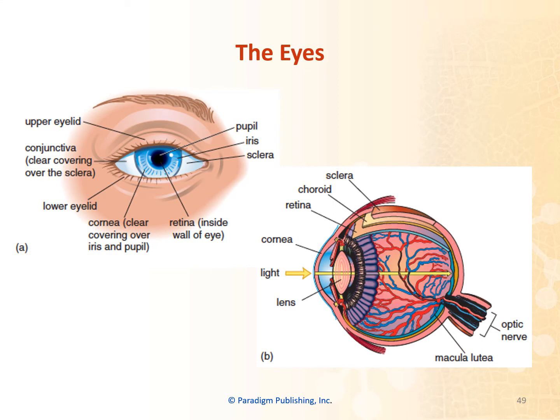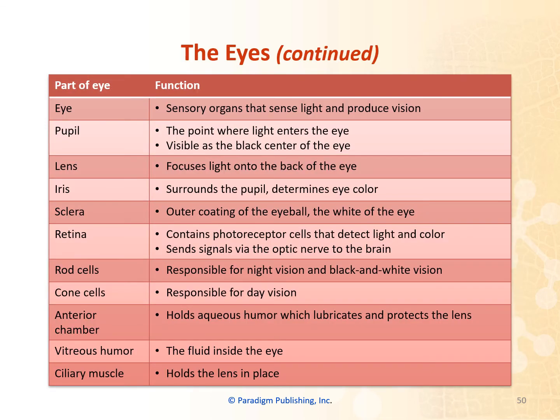So the eyes, as in these diagrams here, are also on page 647 of your textbook. There's different parts of the eyes. So the eye is the sensory organ that senses light and produces vision. The pupil is the point where the light enters the eye and it's visible as the black center of the eye in the middle of your iris.